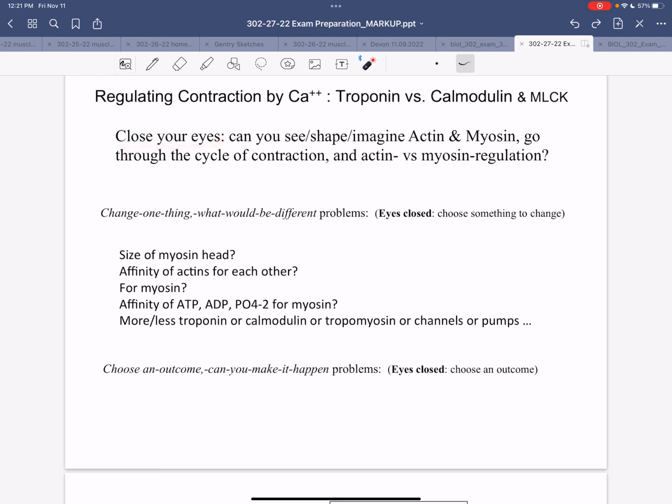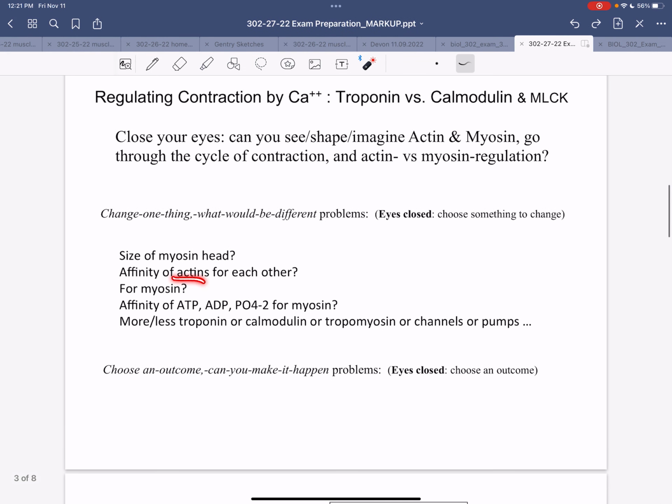I had everybody close their eyes. And I walked you through the shape and, using your hands in the air if you wanted to, which I encouraged, to go through the cycle of contraction with either one, whether it was actin regulated or myosin regulated. And then I asked some questions about what would be different if we made the size of the myosin head bigger or smaller. What if we changed the affinity of actins for each other, the affinity of myosin and actin, affinity of ATP, ADP, and phosphate for myosin, and so on.